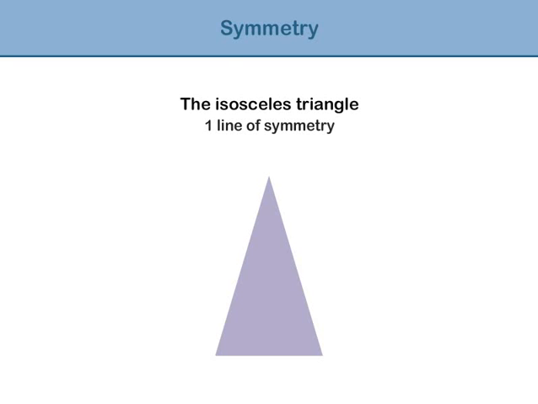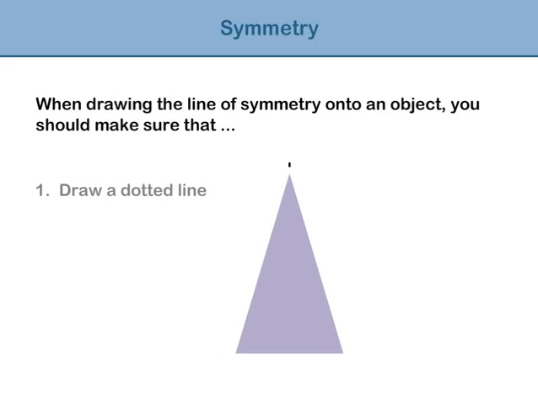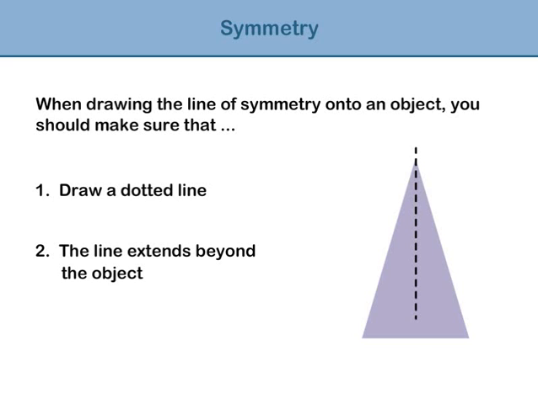Let's draw the line of symmetry on our isosceles triangle. When drawing the line of symmetry onto an object, you should make sure that 1. You draw a dotted line. 2. The line extends beyond the object.